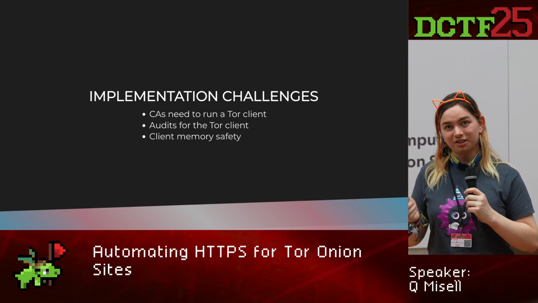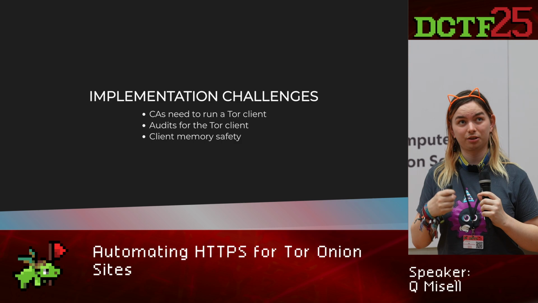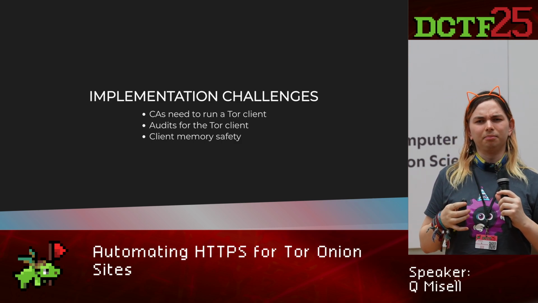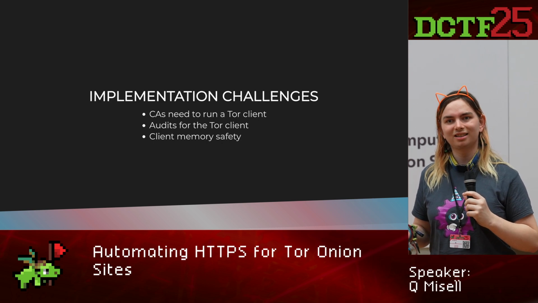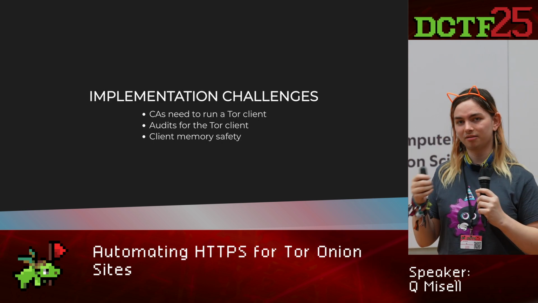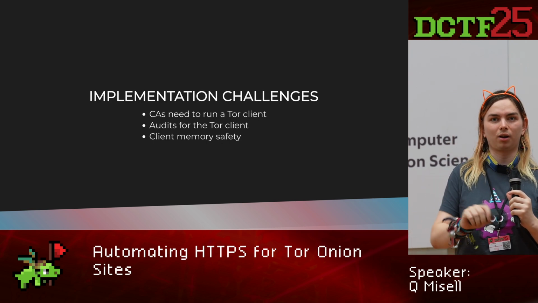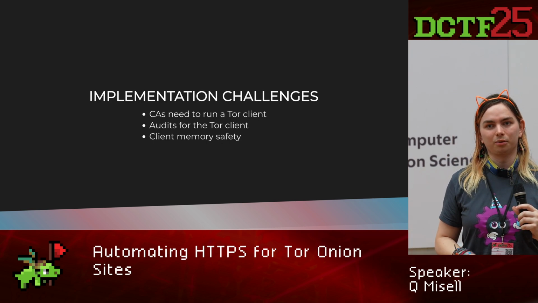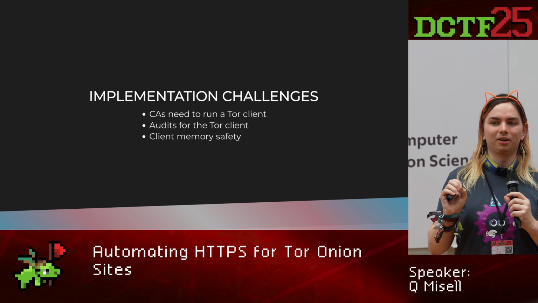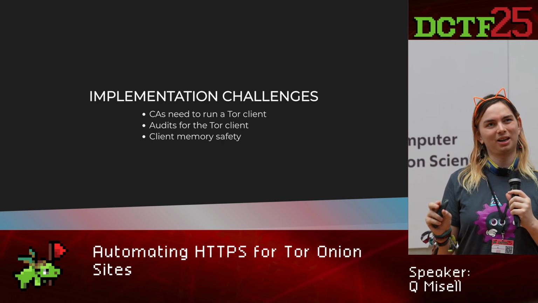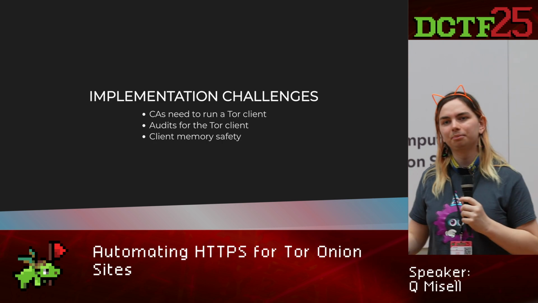So there are some implementation challenges with making this work. CAs need to run a Tor client if they want to issue certificates for it. They need audits for that Tor client because all of a CA's code needs to be audited, and a client needs to be certified memory safe so that a bug in Tor doesn't crash the entire CA. This was a problem especially raised by Let's Encrypt, who write all of their code in Go, and they were like, Tor is written in C, and we're not so sure about running this code in production, which is fair.